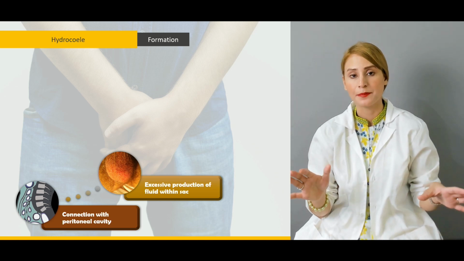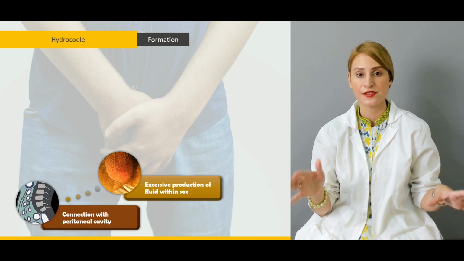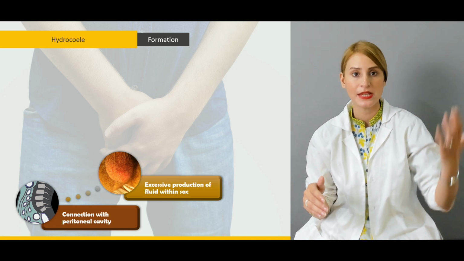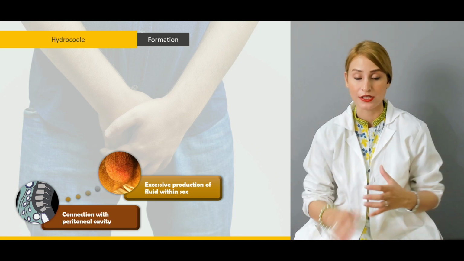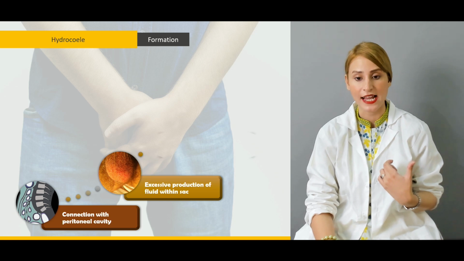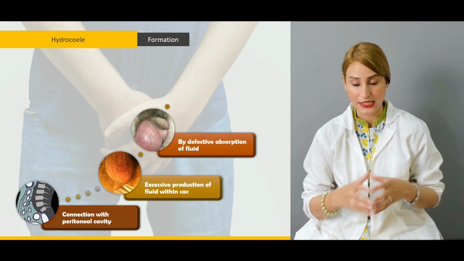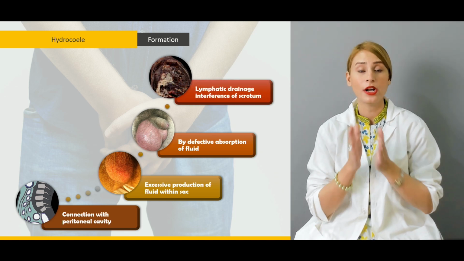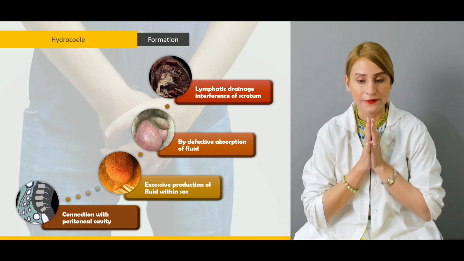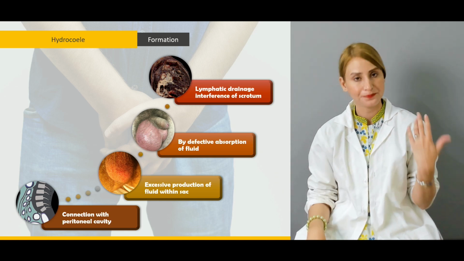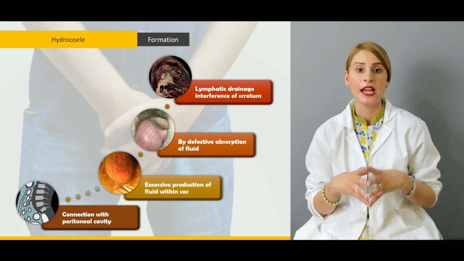So the causative factors for the hydrocele would be communication with the abdominal cavity, from which the fluid comes into the scrotum, or there can be excessive production of fluid within the scrotal sac, or there can be defective absorption of the fluid, which is called the vaginal hydrocele, or there can be blockage to the lymphatic drainage of the scrotum. So these 4 important things should be in your mind.